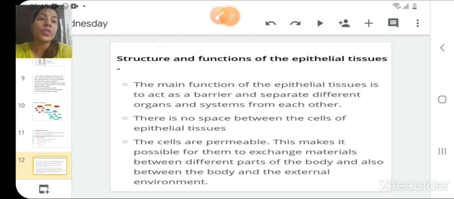Now, structure and function of epithelial tissues. The main function of epithelial tissue is to act as a barrier and separate different organs and systems from each other. There is no space between the cells of epithelial tissues. The cells are permeable. This makes it possible for them to exchange materials between different parts of the body and also between the body and the external environment which is present around that body.